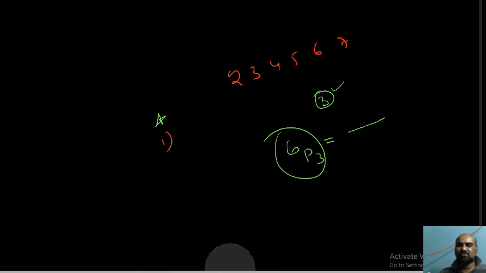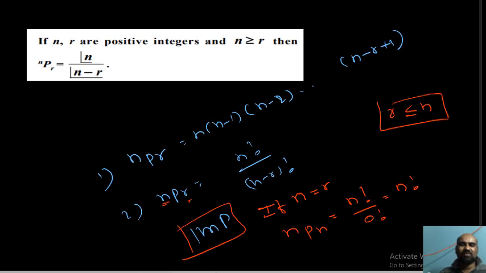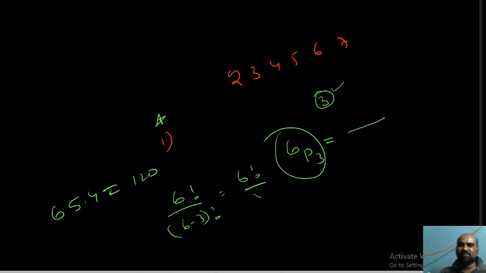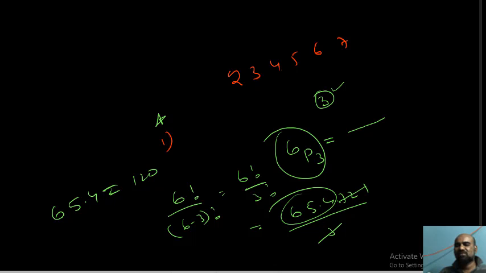To find the value, we can use either of the two formulas. I will explain using both. By using the first one, 6 should be reduced up to 3 times: 6 into 5 into 4. Those many 3-digit numbers you can write. That is 120 only. The second formula says nPr equals n factorial by (n minus r) factorial. That is 6 factorial by (6 minus 3) factorial. 6 factorial means 6 into 5 into 4 into 3 into 2 into 1, divided by 3 factorial, which is 3 into 2 into 1, cancels. What you will get is 6 into 5 into 4, that is equal to 120. Anyway, we will get 120.